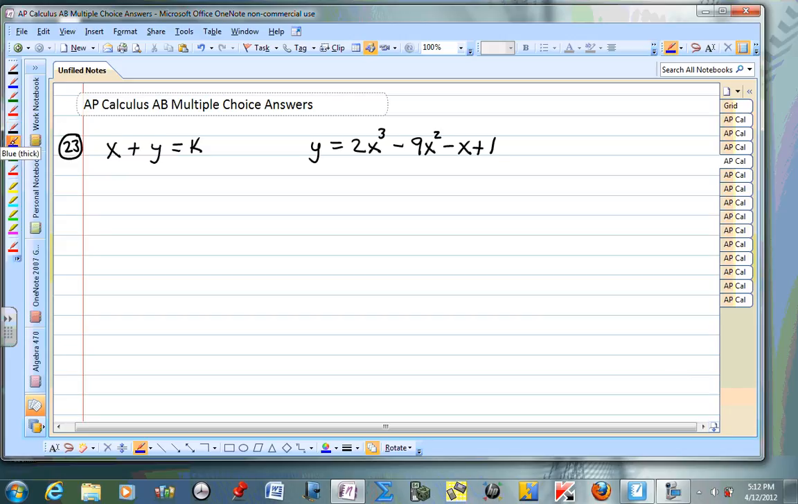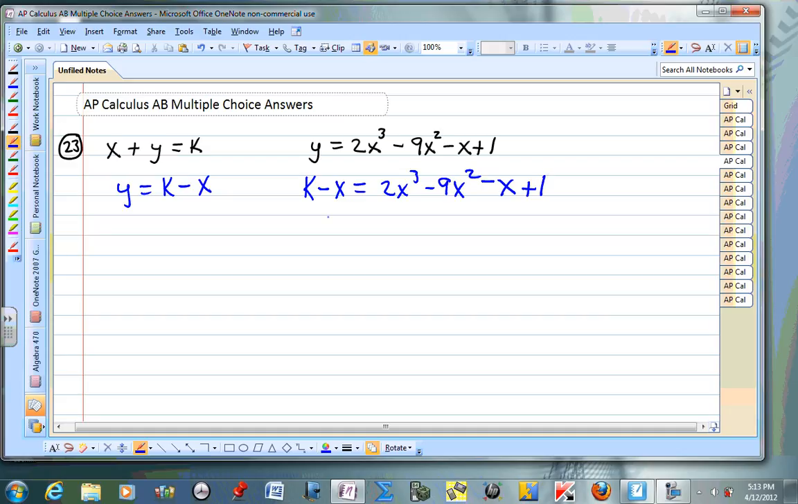First of all, if we get y by itself in this first equation, we'll get y equals k minus x. And we know that if these graphs are tangent, then the y values are equal at a value of x. So we can take each y value and set them equal to each other. k minus x equals 2x cubed minus 9x squared minus x plus 1. And that doesn't seem to help a whole lot, because we don't know how to solve this.